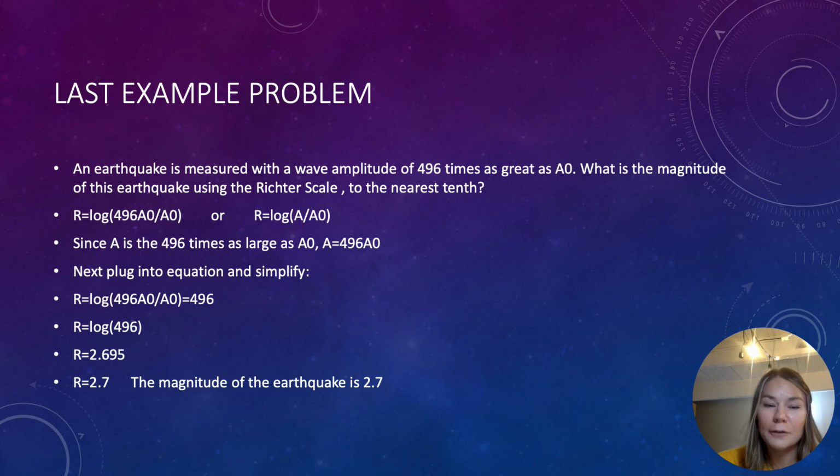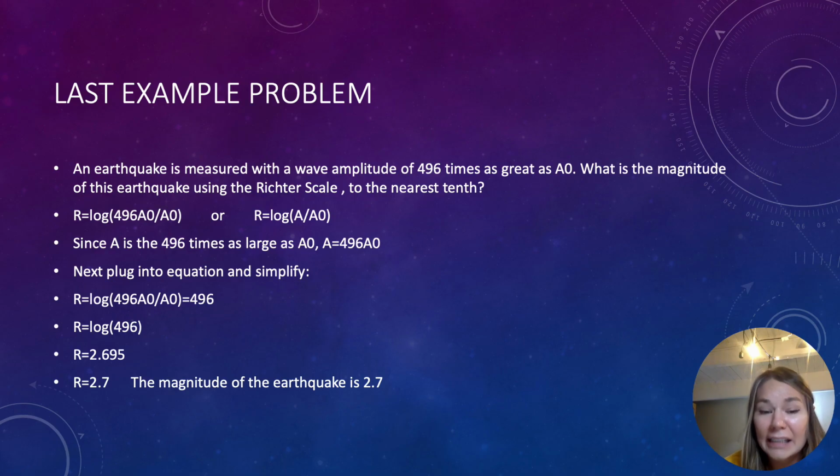So if you look to the left over here, we're going to use the Richter scale to measure the magnitude of an earthquake. The formula is R equals log of A divided by A0. In this case, the problem states an earthquake is measured with a wave amplitude of 496 times as great as A0. What is the magnitude of the earthquake using the Richter scale to the nearest tenth?